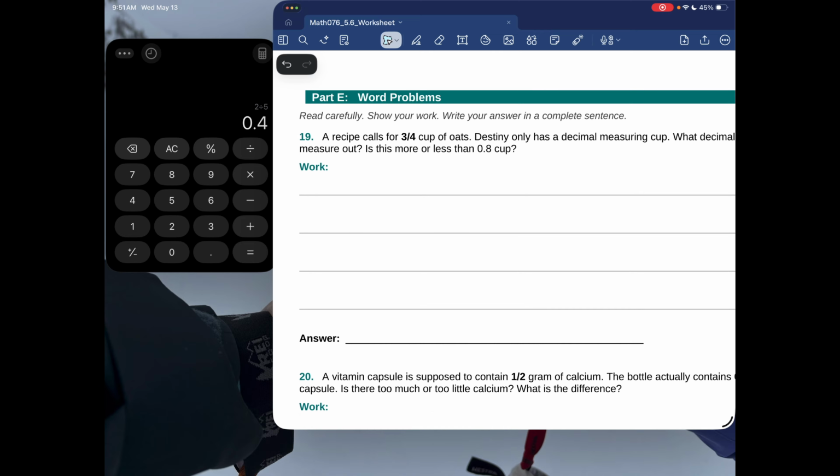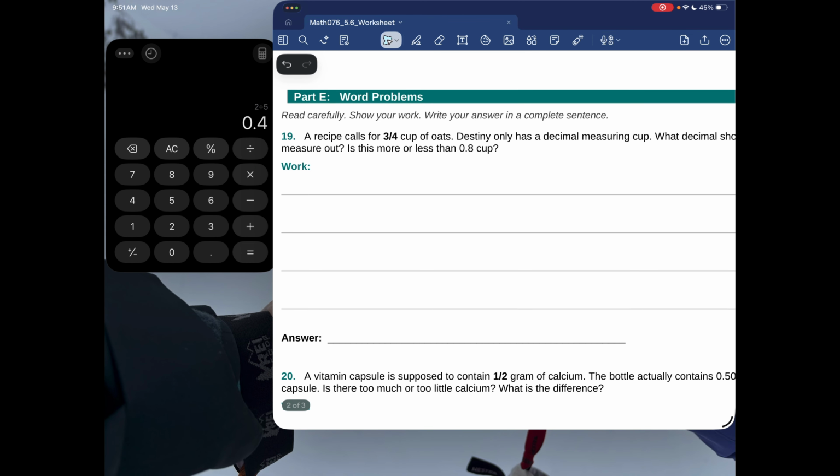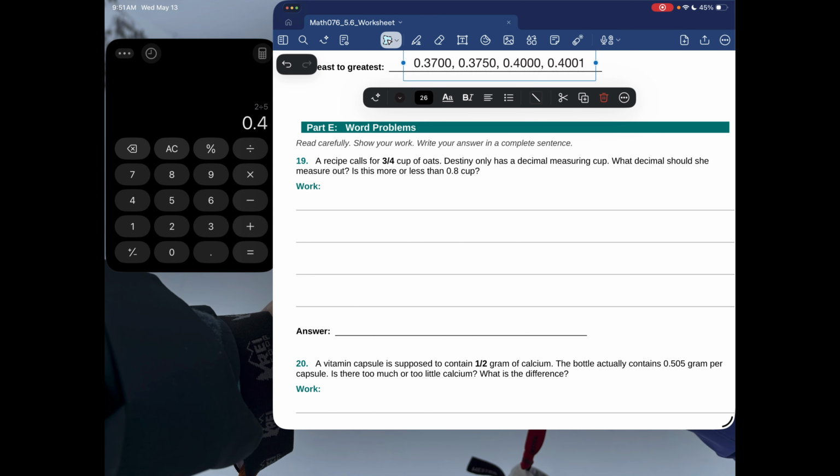Word problems. The recipe calls for 3/4 cups of oats. Destiny only has a decimal measuring cup. What decimal should she measure out? Is this more or less than 0.8 cups?